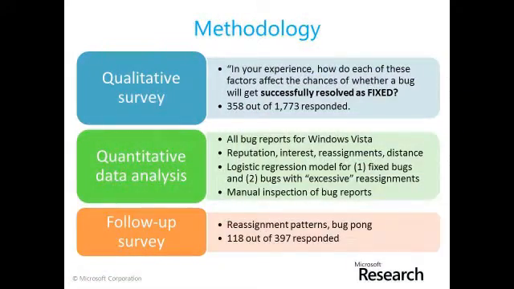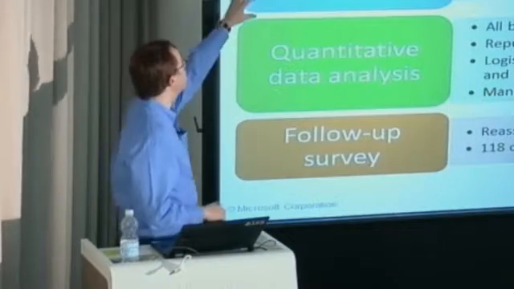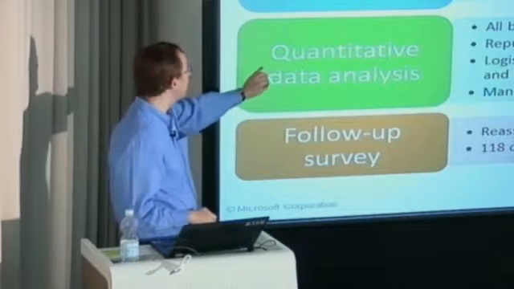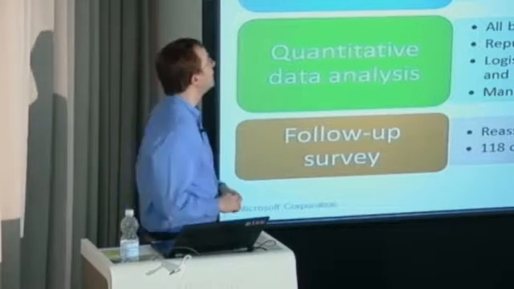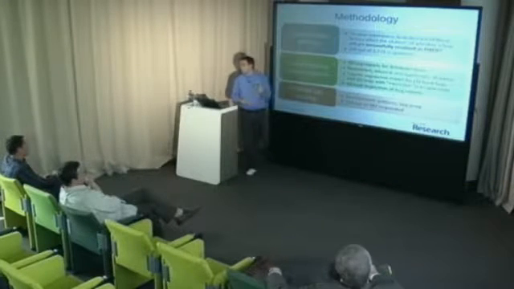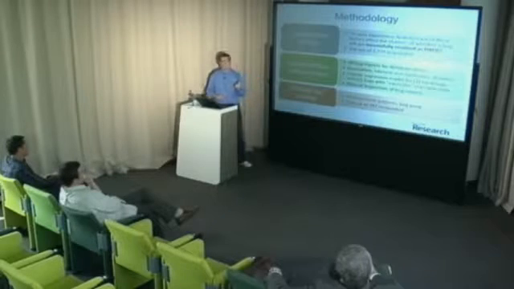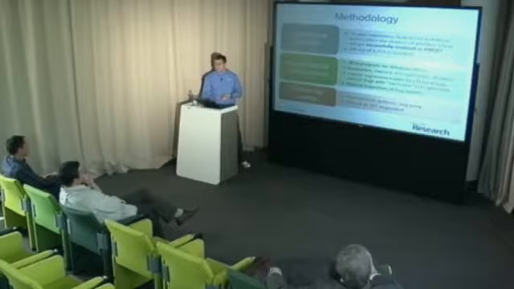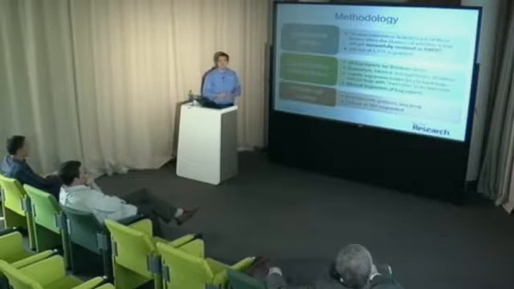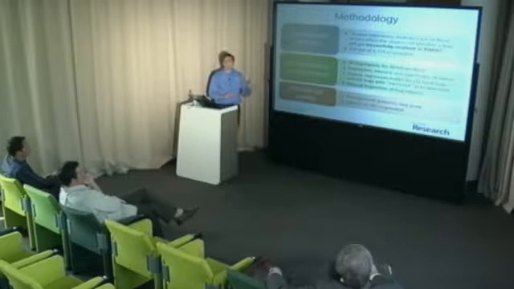So the methodology that we used was what I call a sandwich. We essentially had a qualitative survey in the beginning, then we did some quantitative data analysis in the middle, and we followed up with another survey. And the main question that we asked in the initial survey was, in your experience, how does each of a set of factors affect the chances of whether a bug will get successfully resolved as fixed? And we sent this to about 1,800 Microsoft Windows developers, and out of them, like 20% responded.